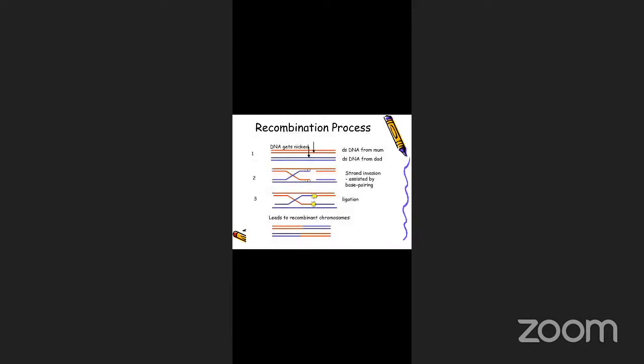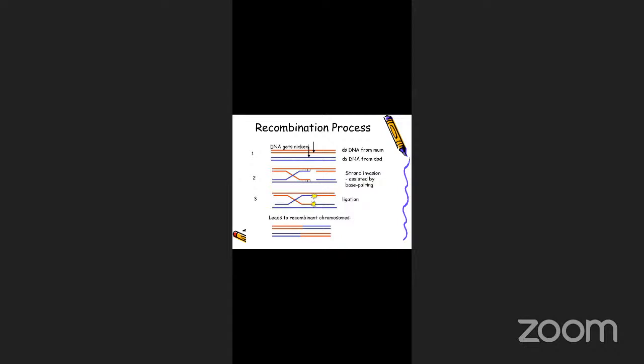So this is what crossing over is, and this is the recombination process. How the recombination occurs: this is the double-stranded DNA from mom and DNA from father. Here, red is from the mother and blue is from the father. There will be a cut in one chromosome of the mother and one chromosome of the father.